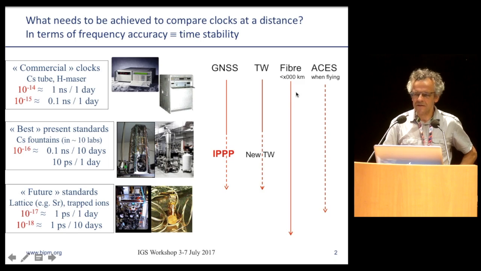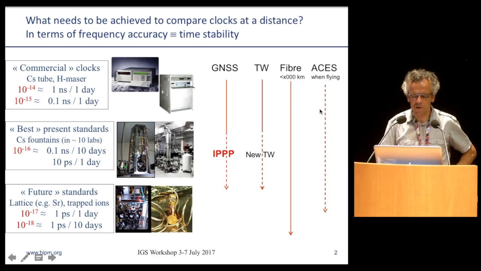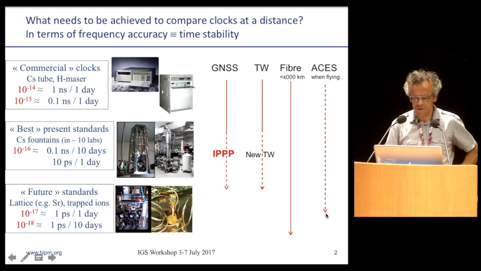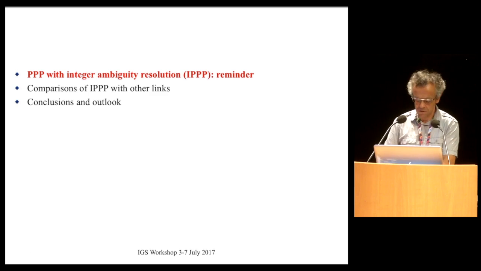Next year we should have the ACES mission flying aboard the ISS, and its special microwave link, which should go somewhere in the 10^-17 and maybe a bit more. But anyway, it's not flying now, and it will be only a short mission. So there is really a need for a technique, and this PPP with integer ambiguity is trying to fill the gap somewhere here. So just a reminder and some comparison, a recent comparison of IPPP with other links.